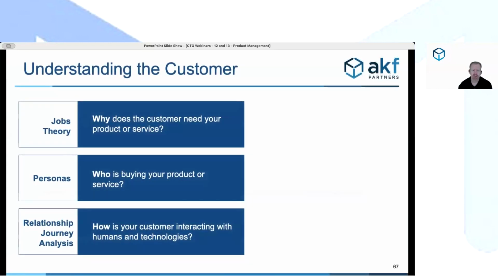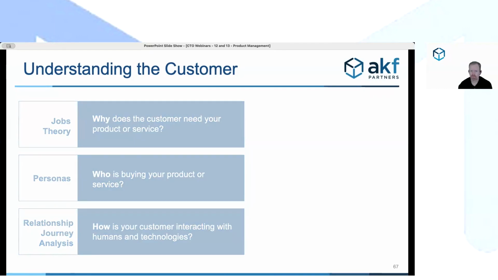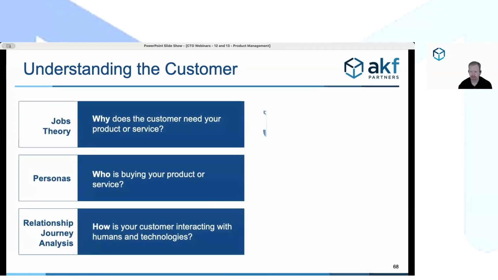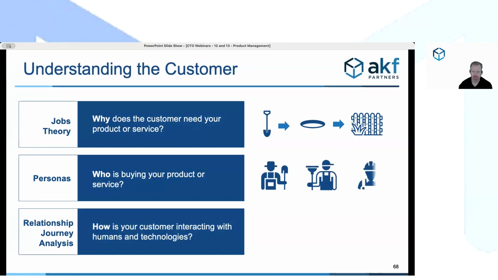So looking at these, jobs theory is really why the person needs your product or service. And we'll show you the examples of what these are here. And you're going to see this analogy of a shovel versus a hole versus a fence, and we'll explain that. Persona is understanding who is buying your product. So in this case, for a shovel, is it the farmer? Is it the plumber? Is it, for example, some other electrician or other construction worker?